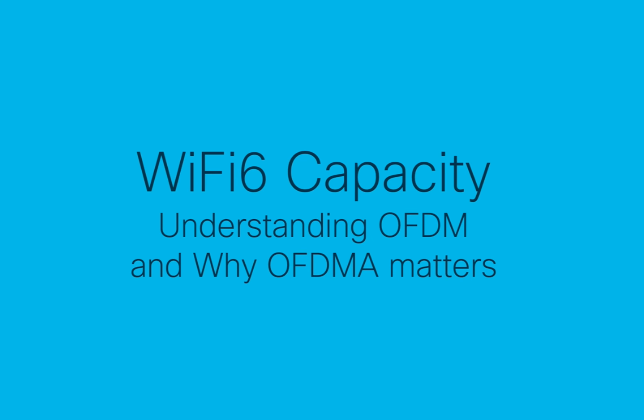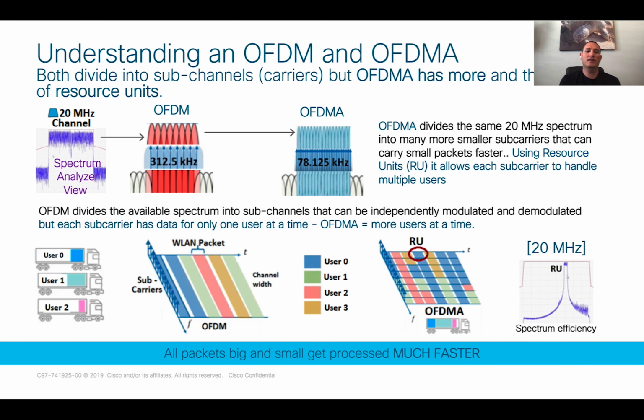So let's talk about Wi-Fi 6 and capacity. I think first let's understand the difference between the previous generation, 802.11ac or Wi-Fi 5, which was OFDM, and learn how that feature has evolved into something called OFDMA and why it matters in 802.11ax and Wi-Fi 6. So let's start with just a basic understanding of the difference between these two generations of features, OFDM and OFDMA.